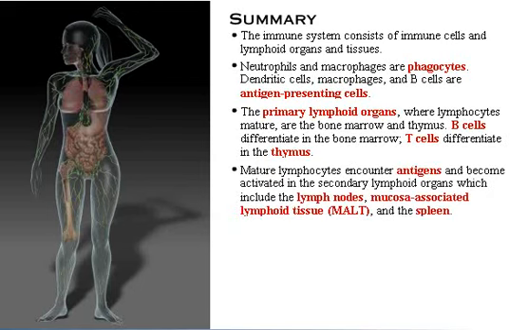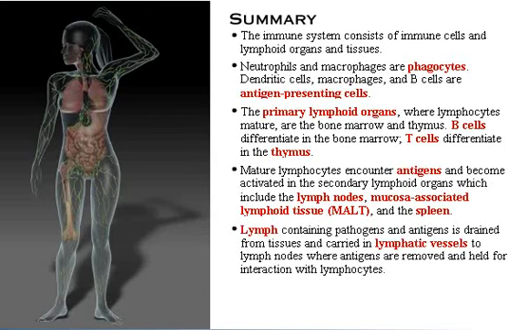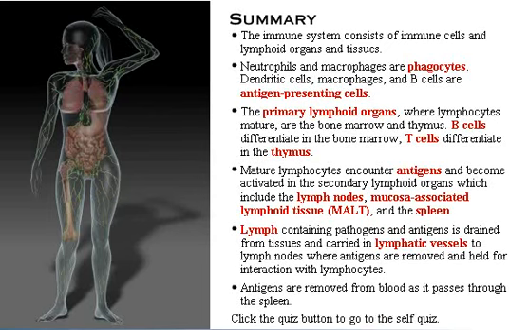Mature lymphocytes encounter antigens and become activated in the secondary lymphoid organs, which include the lymph nodes, mucosa-associated lymphoid tissue, MALT, and the spleen. Lymph containing pathogens and antigens is drained from tissues and carried in lymphatic vessels to lymph nodes, where antigens are removed and held for interaction with lymphocytes. Antigens are removed from blood as it passes through the spleen. To test your knowledge, click the quiz button to go to the self-quiz.